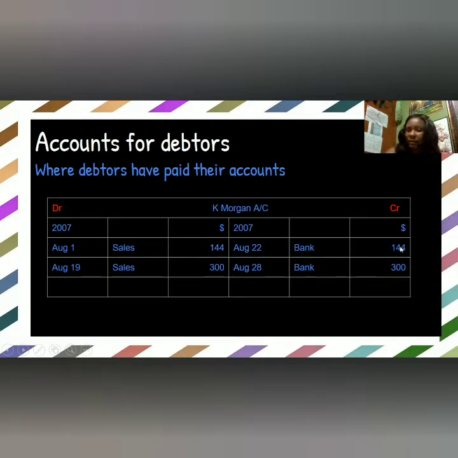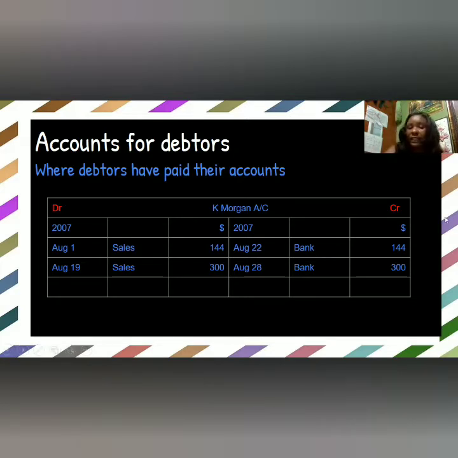Move on. August 22, bank 144. What does this mean? It means that on August 22, K-Morgan paid us 144 by check, and that's why we have the bank account right here. So the money is coming out of K-Morgan's account because he is paying us. Remember, the debit side records whatever is going in, the credit side, whatever is going out. So if you realize, the bank is on the credit side of K-Morgan's account, which means he's paying us. It's coming out of his account.